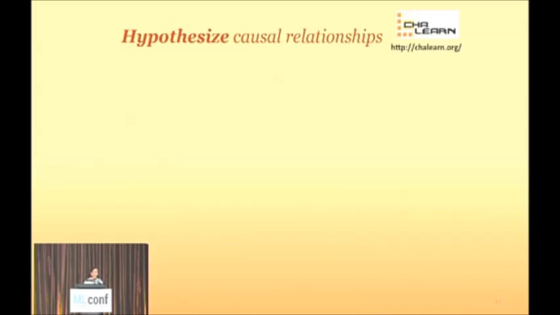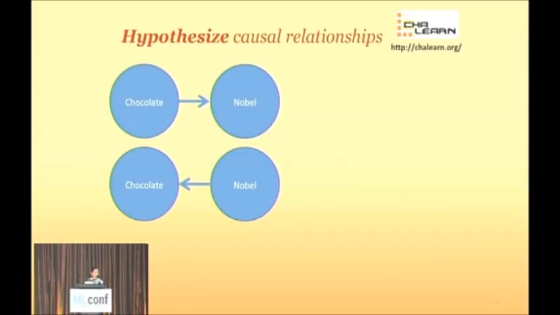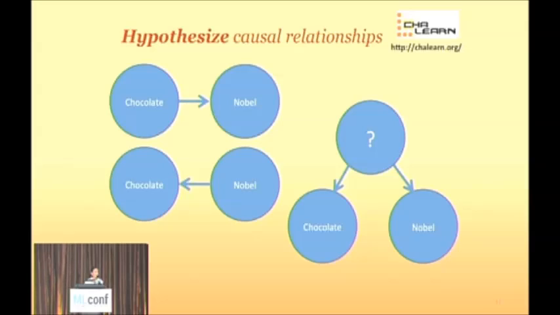So what is the correct explanation? There are several hypotheses. Chocolate causes Nobel Prize, Nobel Prize causes chocolate, or neither. There could be a third explanation to this correlation. There could be a common cause. For example, GDP per capita could be causing both. Being able to have better access to chocolate or better access to education. Or it could be coincidental. Maybe there was not enough data to support the study.